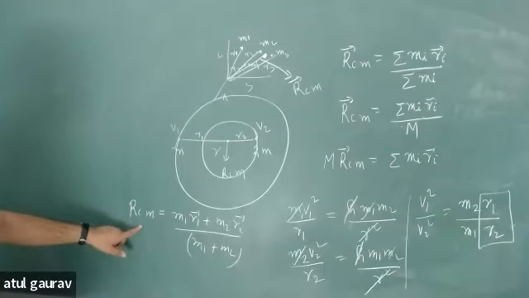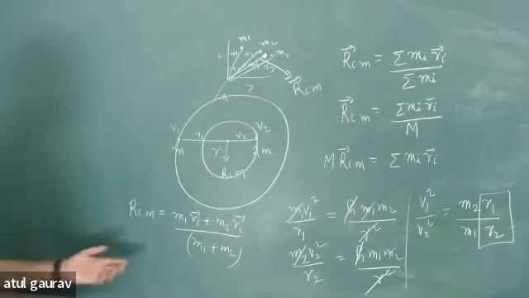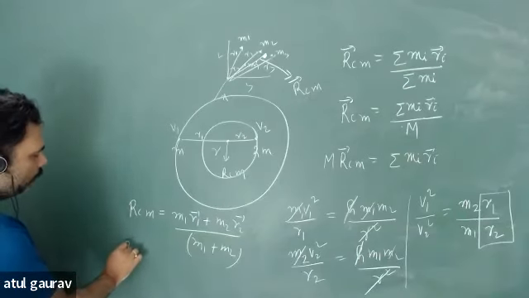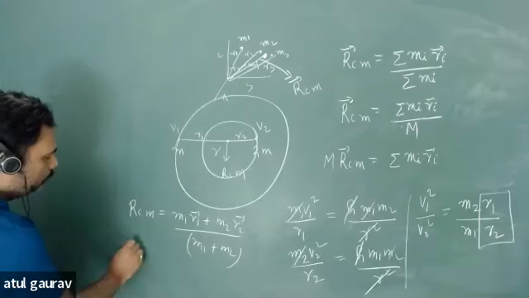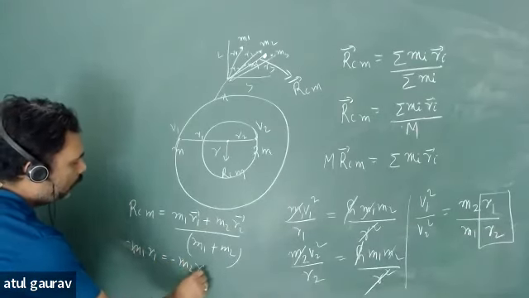Now I can choose RCM as my origin. Can I choose RCM as an origin? Yes, it's my choice. So I can choose RCM as an origin. Then look at what you will get: m1 r1 is equal to minus m2 r2.